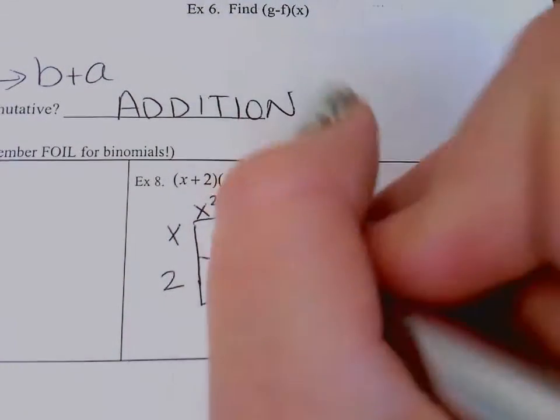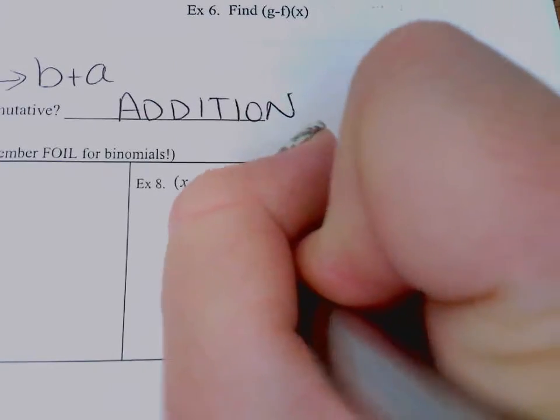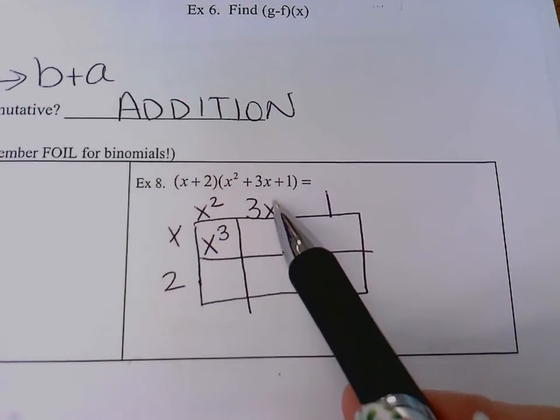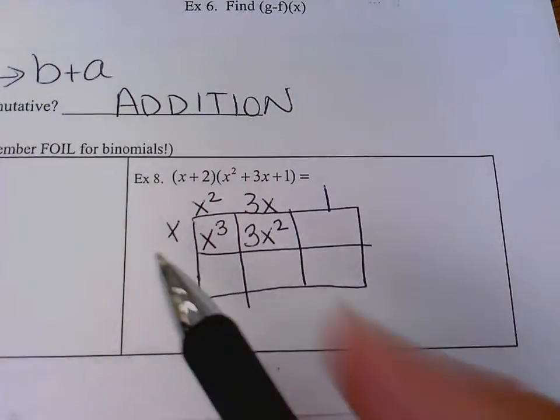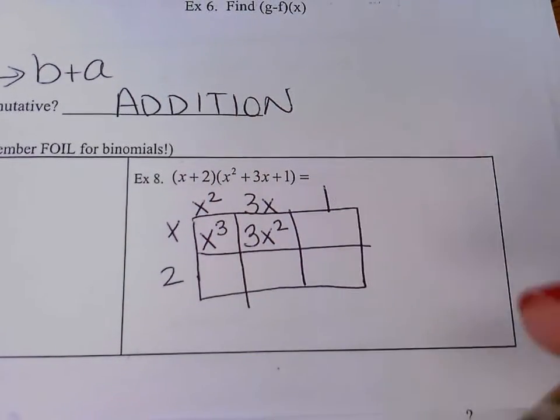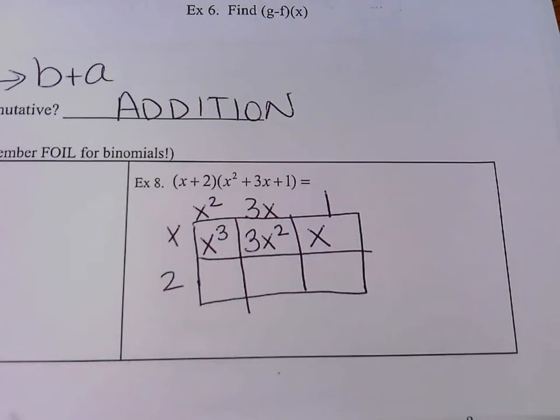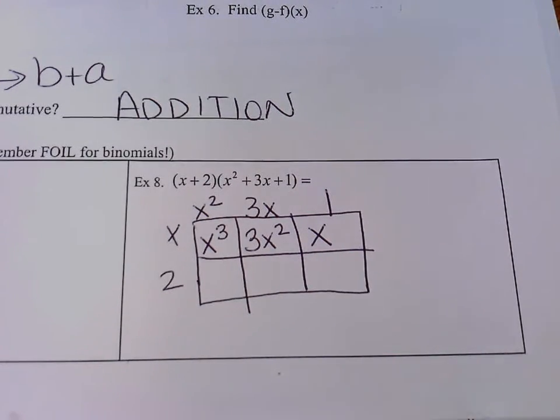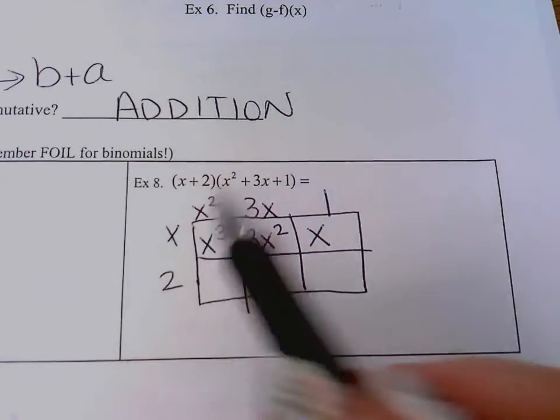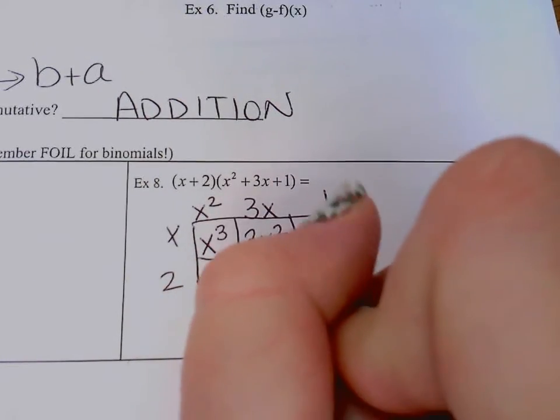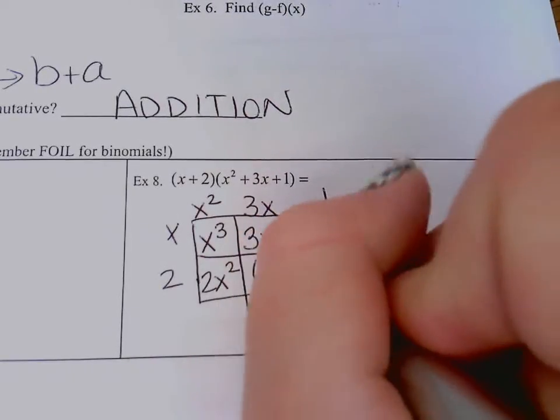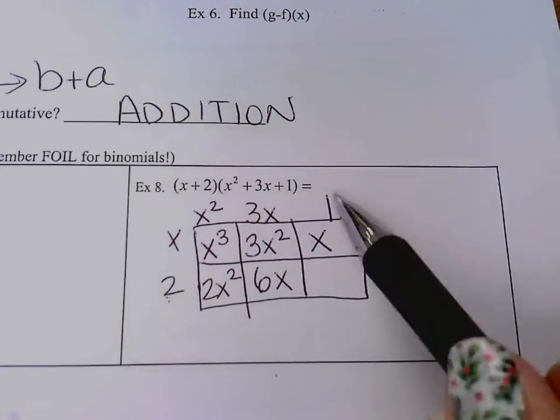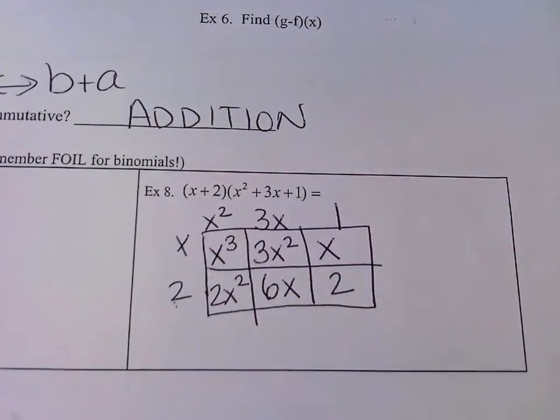X times x squared is x cubed, right? X times 3x is 3x squared. X times 1 is 1x, or I could just write x. Now I'm going to do the second row. 2 times x squared is 2x squared. 2 times 3x is 6x. 2 times 1 is 2.